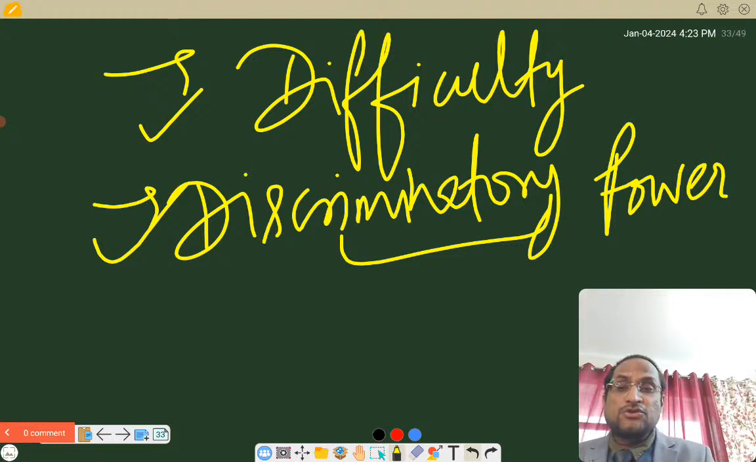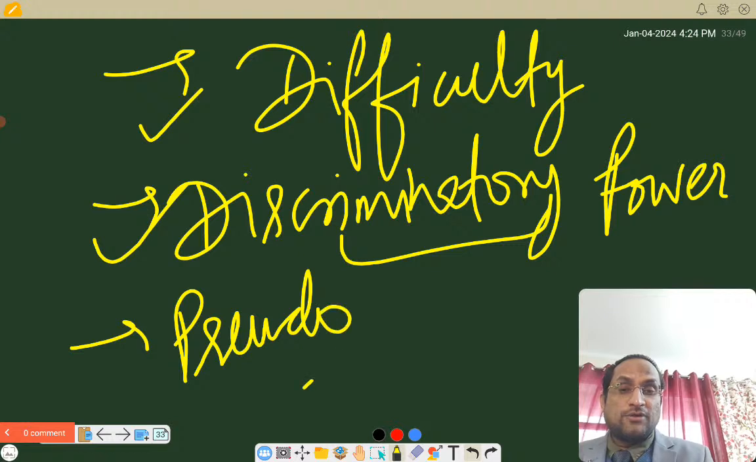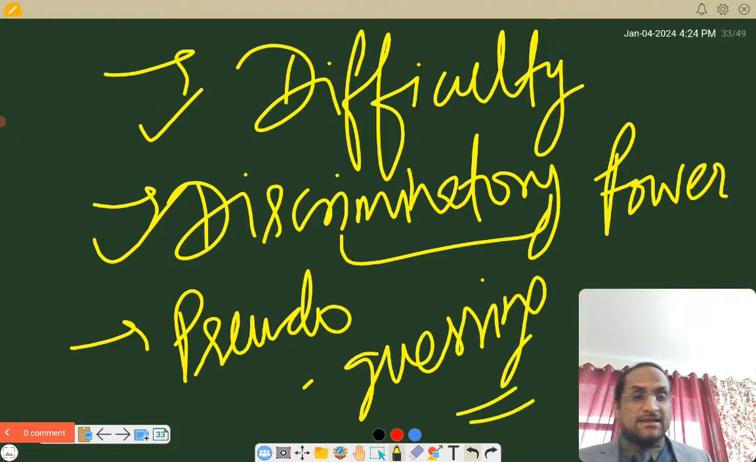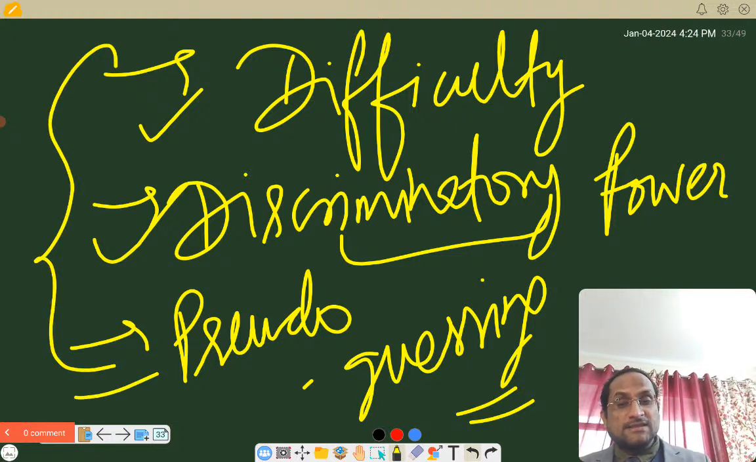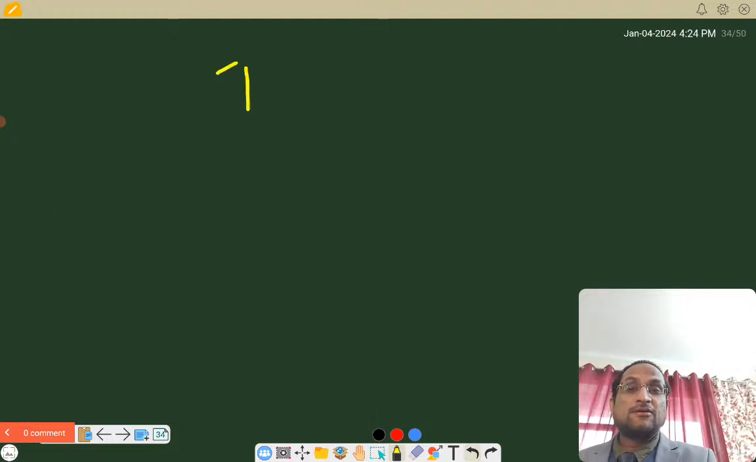So after that, the pseudo guessing capability should be removed. Those who are doing the pseudo guessing thing, those who guess the answer without knowing anything and they end up answering it correctly, that probability is removed. While removing this, what is done is called your item analysis.